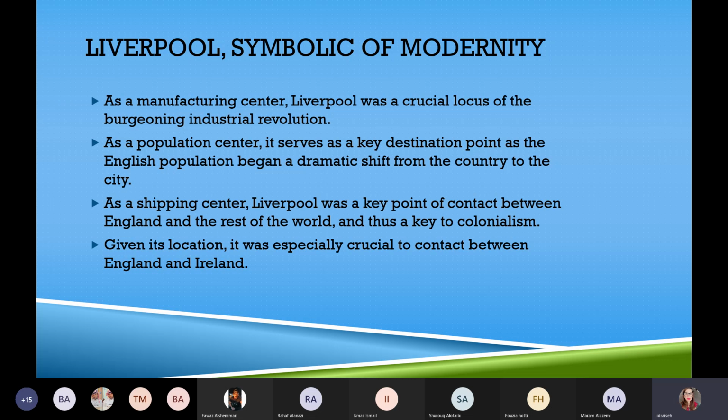Liverpool, of course, is also a symbol of modernity. Like I said, it's a manufacturing center, and it's the locus of a burgeoning industrial revolution. And we know that capitalism becomes really firmly established in England in the 19th century, probably, let's say, the first half of the 19th century. So it's a population center, Liverpool.